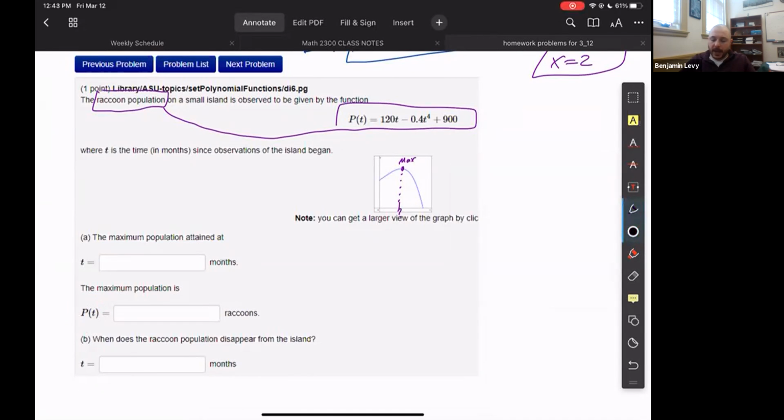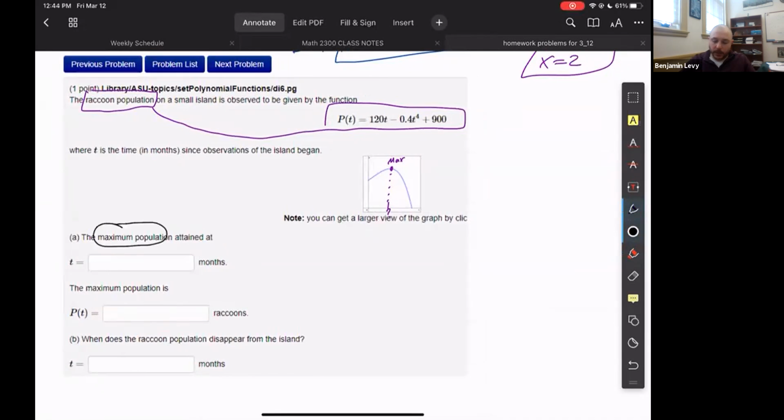If we want to find the max, this is the same question we just worked on. One, solve p prime equal to 0. Two, classify the critical points. Right, just like from the last problem. And then that'll tell you where the max is, right?